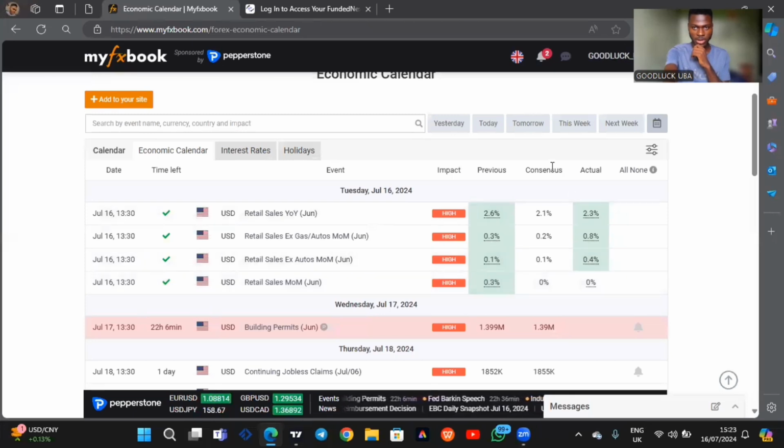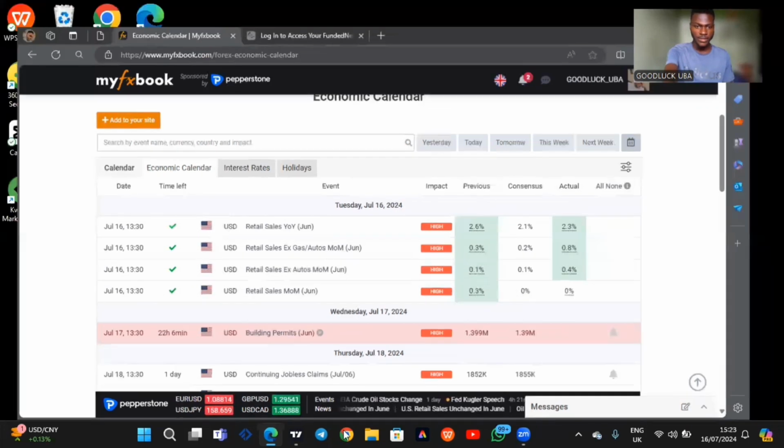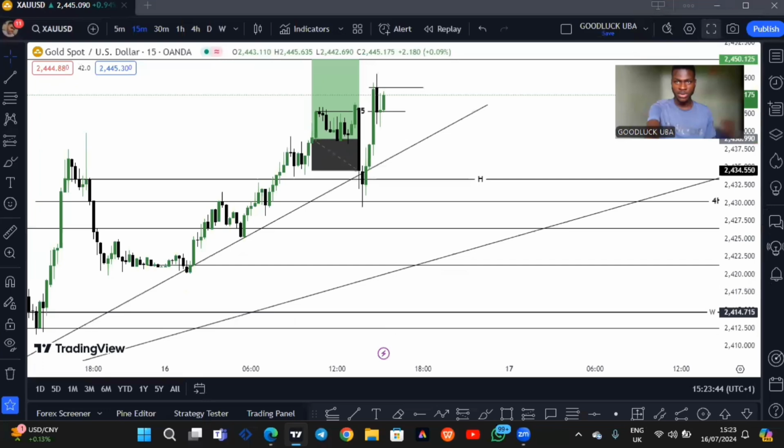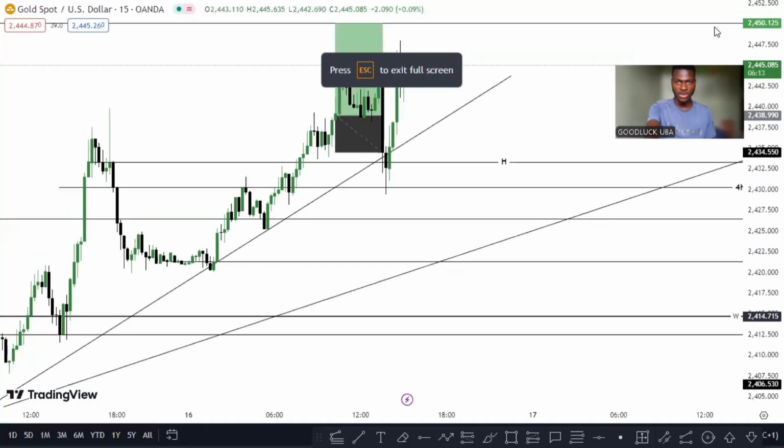The consensus was the same thing as the actual. So this guy came out positive, this guy came out positive, this guy came out positive, which means that USD is strong. And if USD is strong, it means that we are going to sell XAUUSD. So the whole news today is telling us that we should be selling XAUUSD. And eventually, look at what happened on the chart. XAUUSD eventually sold. It dropped.